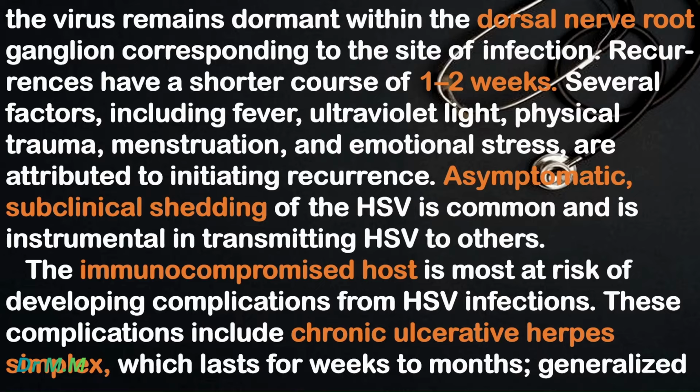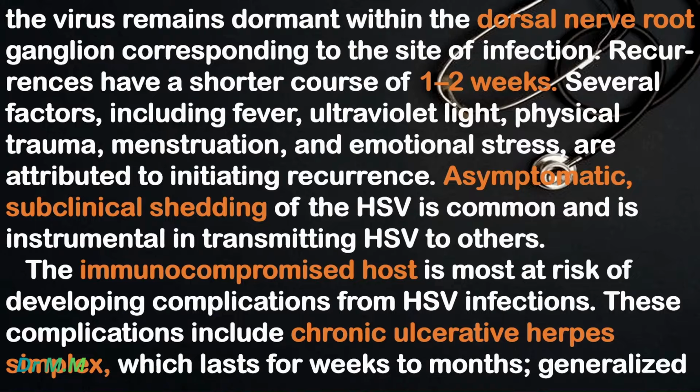Several factors including fever, ultraviolet light, physical trauma, menstruation, and emotional stress are attributed to initiating recurrence. Asymptomatic subclinical shedding of the HSV is common and is instrumental in transmitting HSV to others. The immunocompromised host is most at risk of developing complications from HSV infections.